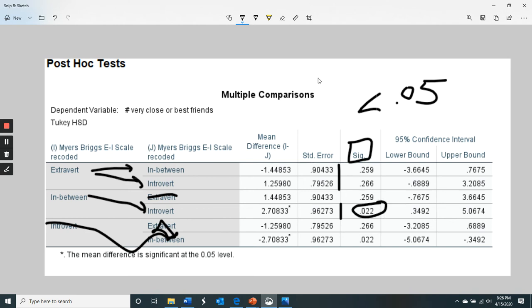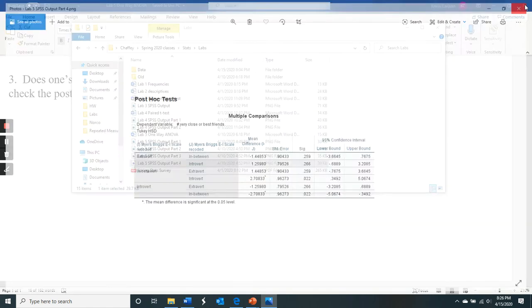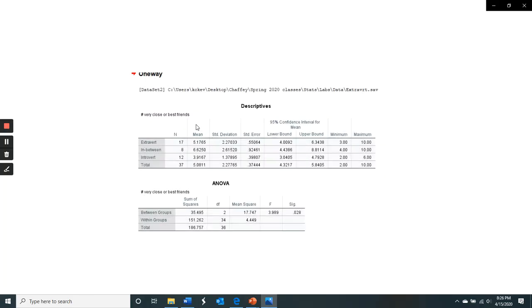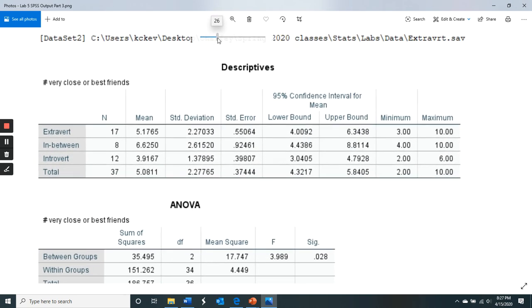Here it is. And so it looks like there's only one significant comparison. So it looks like the only difference is that in between and introvert are different. So the two I's, in between and introvert, are different. Let's go back here, and we'll look at part 3 again. So the two I's are different. So it looks like the in between and the introvert are different. Extrovert doesn't differ from the other two. It's kind of in the middle. It doesn't differ from the other two.